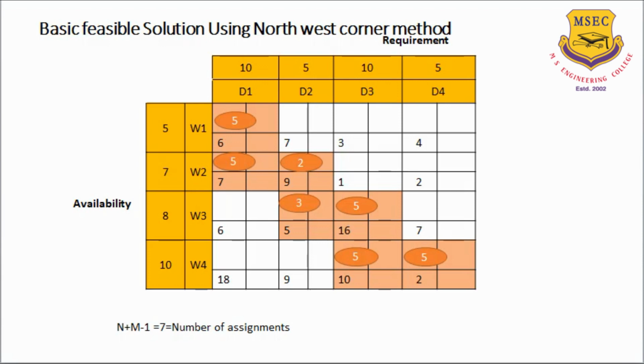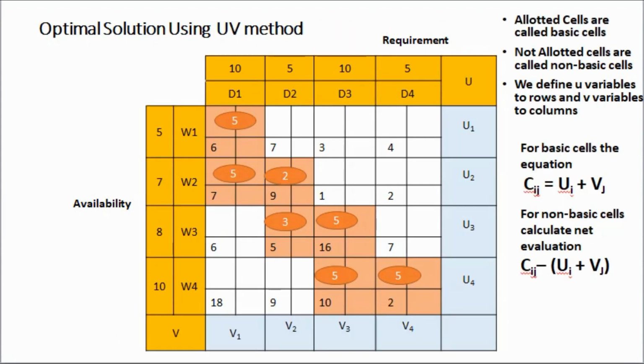Now, from this basic feasible solution, we move on to the UV method for finding the optimal solution. Here we have two types of cells: one is basic cells, and the other is non-basic cells.